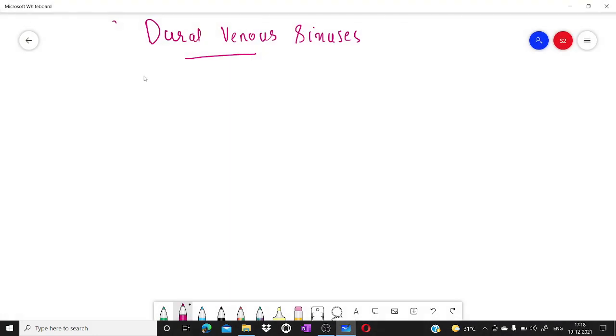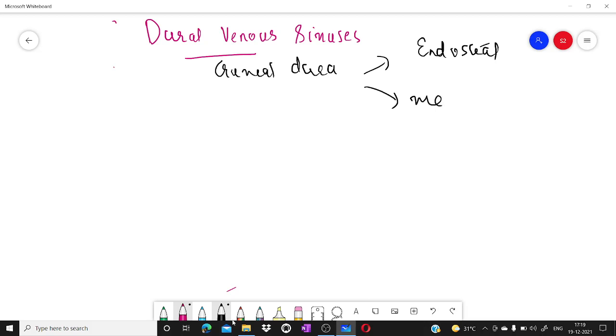Today we are going to discuss the topic dural venous sinuses. Before that, what are these dural venous sinuses? We know that the cranial dura has two layers, the interstitial layer of the dura and the meningeal layer of dura. In between these two layers, some venous spaces are located. The venous spaces located between the interstitial and meningeal layers of dura are called dural venous sinuses.